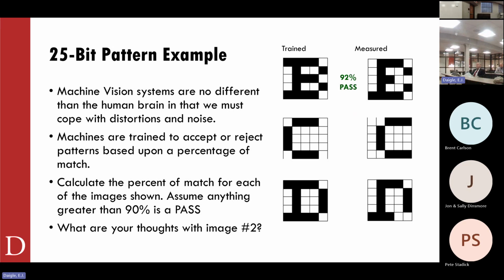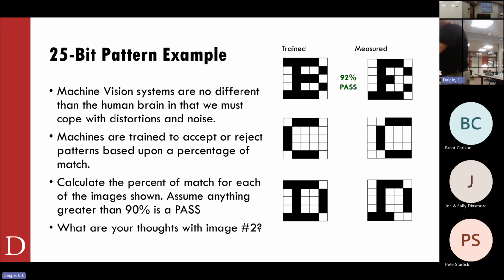Because I can see I'm missing a pixel on the middle of the B here, and on the upper left corner, I'm missing a pixel on the B there. The rest of it looks pretty good. So only 2 pixels are bad out of 25. That's a 92% pass rate.